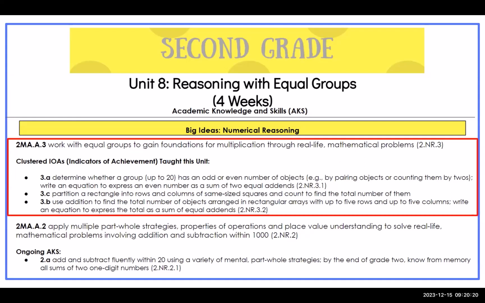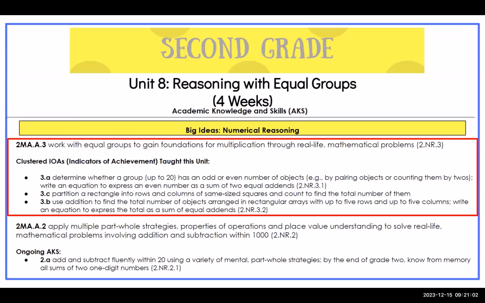Through 3.A, students will determine if a group of objects within 20 is even or odd. Although it may be tempting to merely look at the final digit to make this distinction, through this IOA, students will group objects such as counters by pairing them or counting them by twos. Having these concrete experiences will help students to gain conceptual understanding of odd and even numbers and not just memorize a rule. Students may also reason about doubles to determine if a quantity is even or odd.